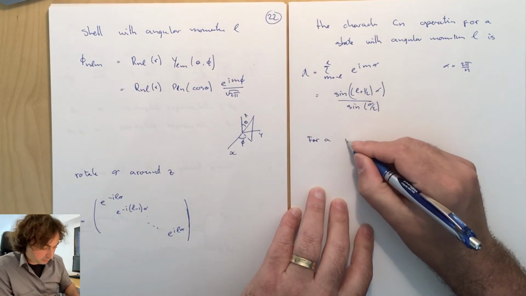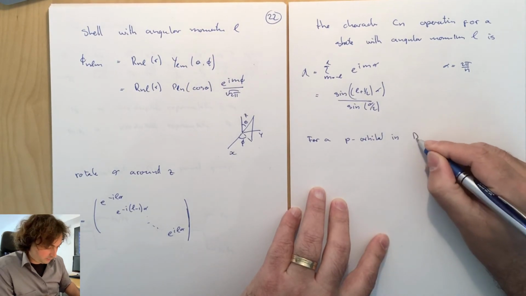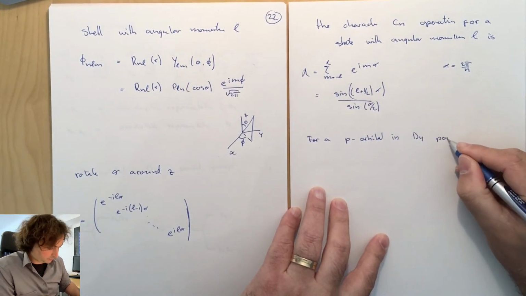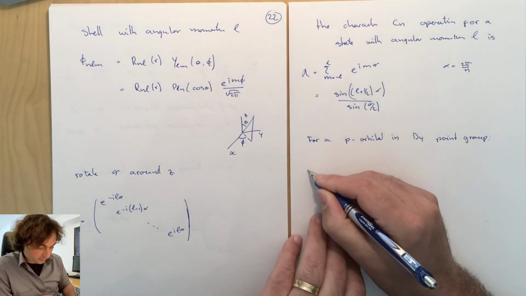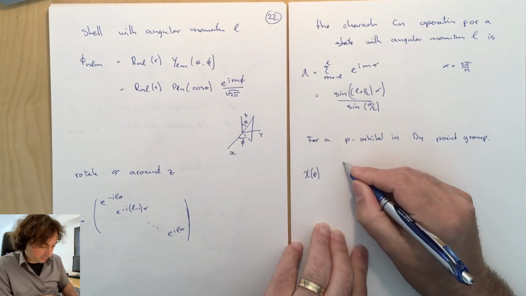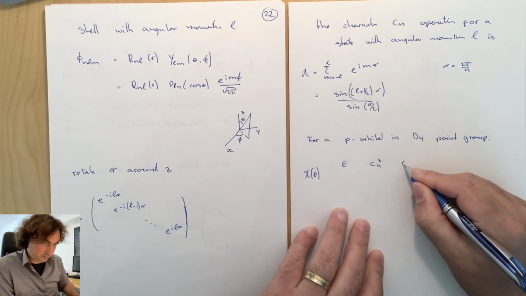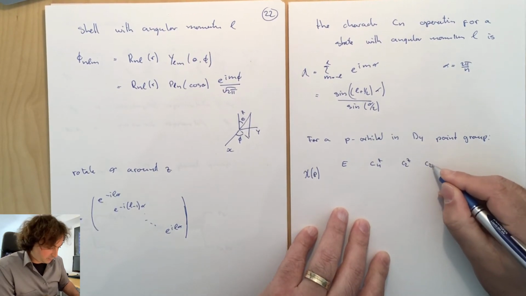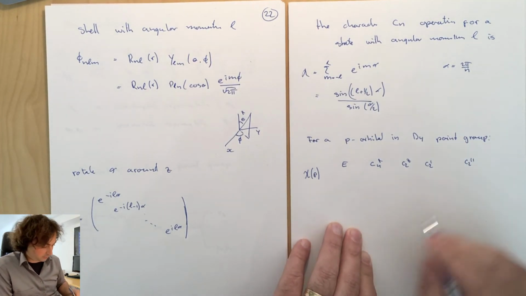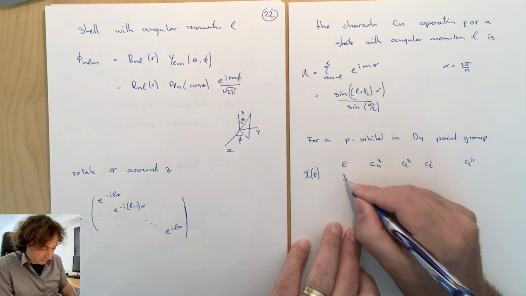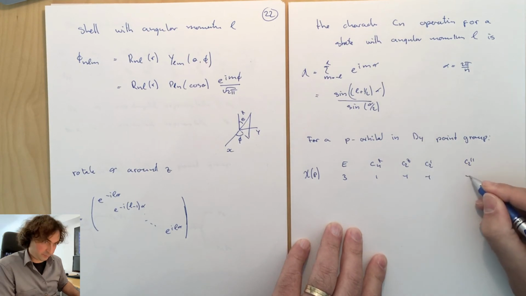Now, if we look at a p orbital in the D4 point group, we can find the character of the p shell. We have our classes of symmetry operations: E, C4z, C2z, C2 prime, C2 double prime, around x and y, or x plus y and x minus y. The characters are 3, 1, minus 1, minus 1, minus 1.